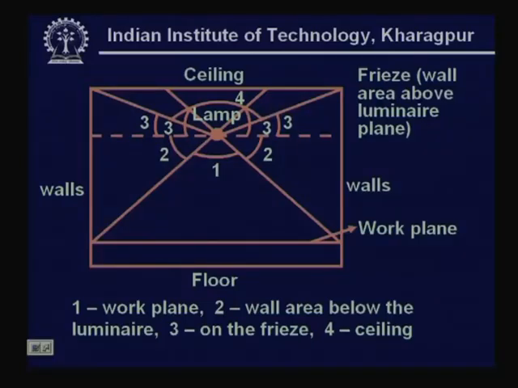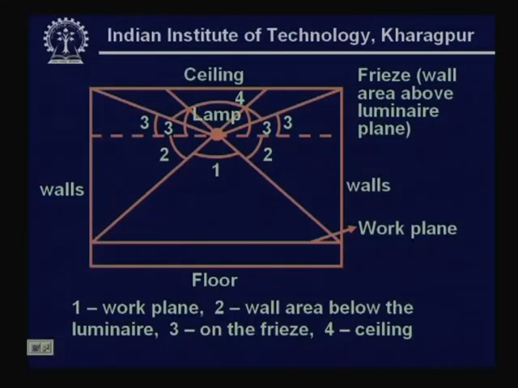Look at this, the volume has been divided into 4 areas. One is the direct work plane, which is marked 1. 2 is the walls below the luminaire. You have a horizontal plane passing through the luminaire, and the wall area coming below the luminaire is 2, and 3 is what we call frieze. 4 is the direct ceiling. Frieze is the wall area above the luminaire.